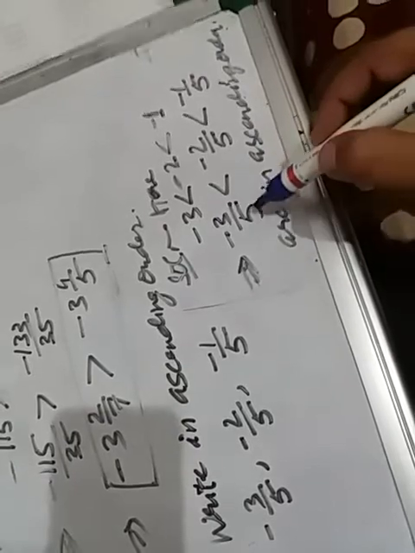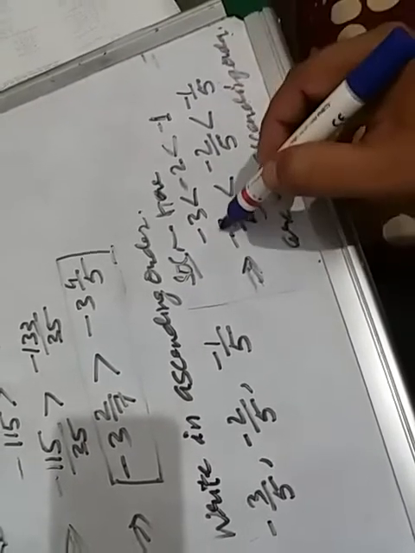Did you understand? Minus 1 upon 5 is the greatest rational number, and minus 3 upon 5 is the smallest rational number. Okay children, let us see one more question, where the denominators are not equal.